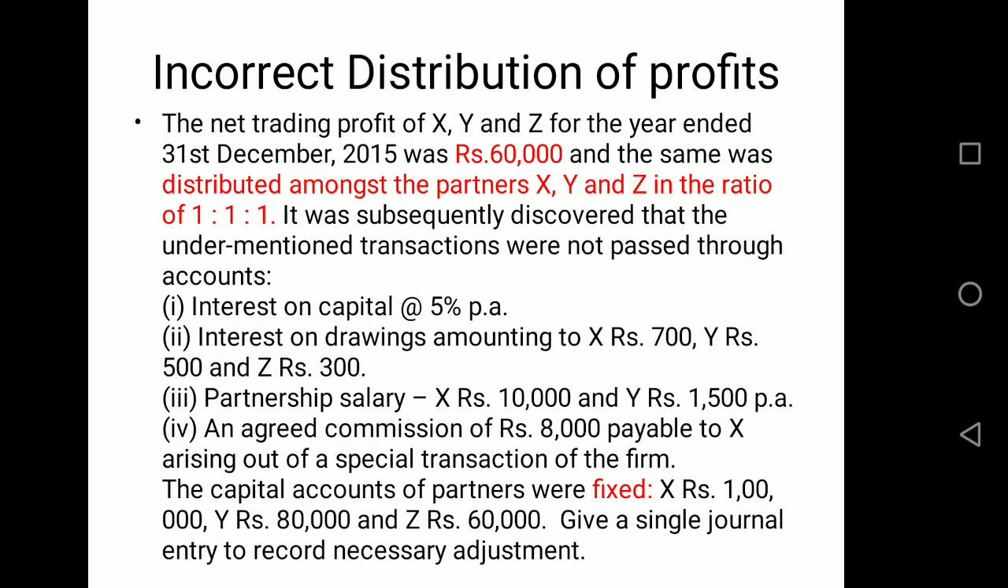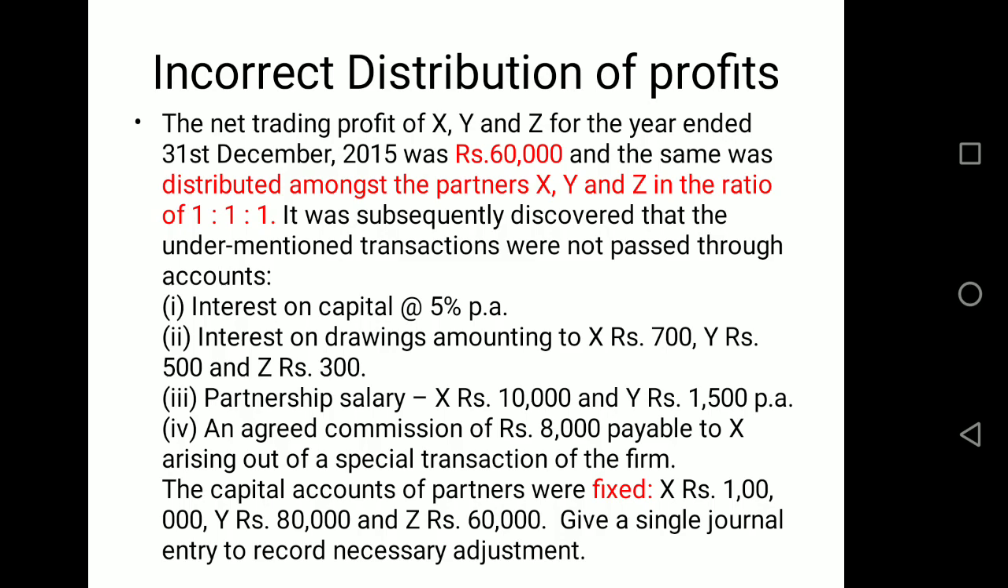Partner's salary to X rupees 10,000 and Y rupees 1,500. Fourth, an agreed commission of rupees 8,000 payable to X arising out of a special transaction of the firm. The capital accounts of the partners were fixed: rupees 1 lakh for X, 80,000 for Y and 60,000 for Z. Give a single journal entry to record the necessary adjustment.